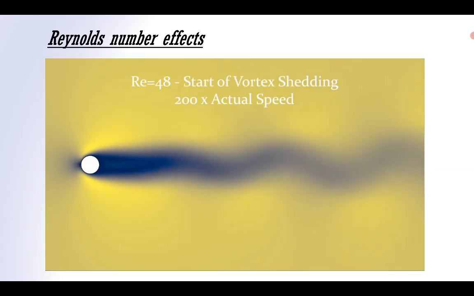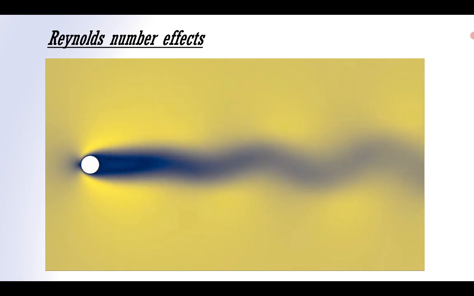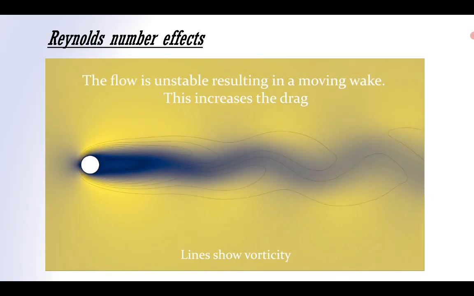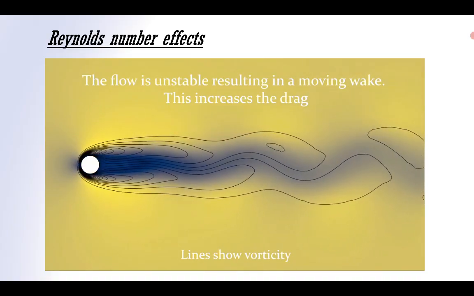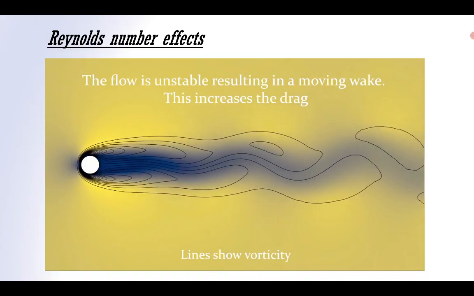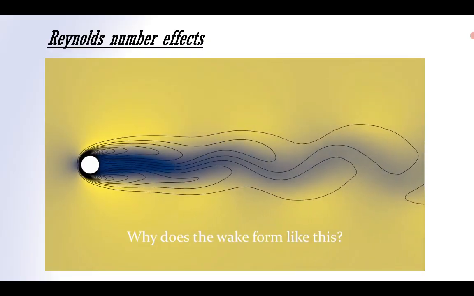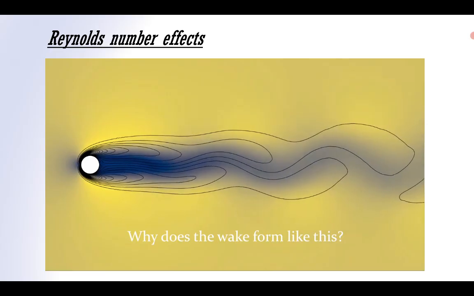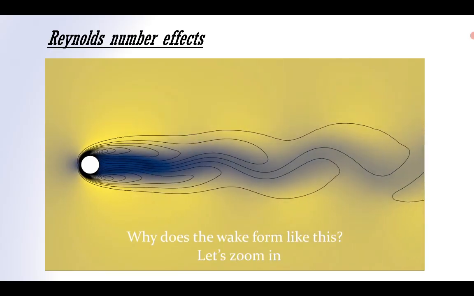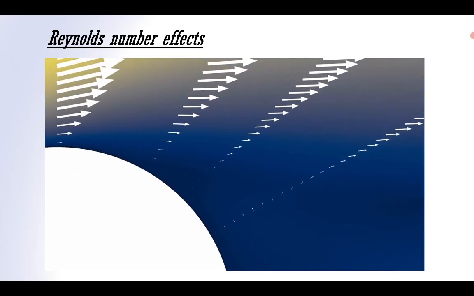At Reynolds number 48, this second one, the flow is unstable, resulting in a moving wake. Then this increases the drag. The drag will increase when we increase the number. Why does the wake form like this? Let's zoom in. What happened there?